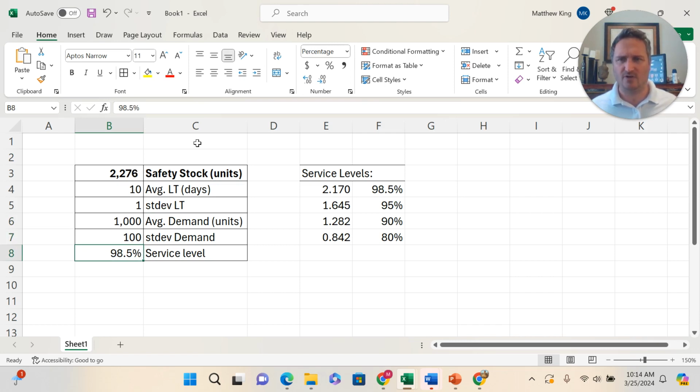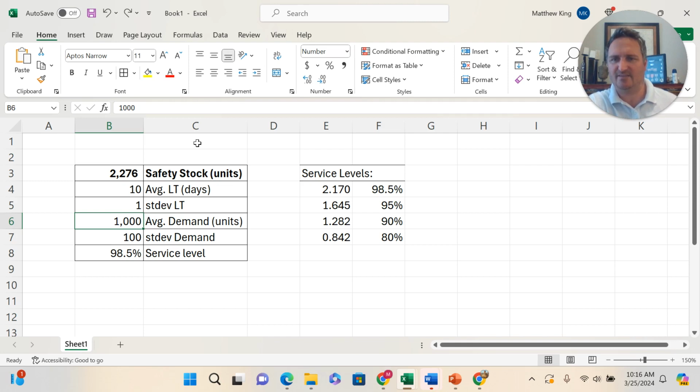Lowering your service level could also lower your safety stock. So if we take it from 98.5 down to 95, we've dropped our safety stock by about 500 units. But you really only want to do that as a last step. You only want to do that if you get to a point where your warehouse is so overcrowded that your workers just can't work.